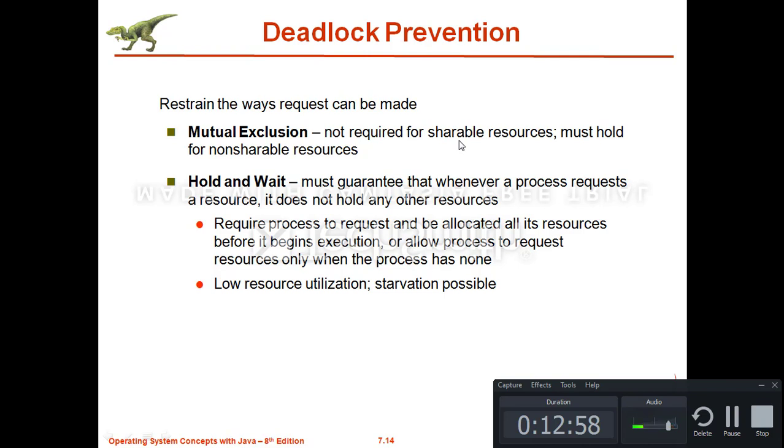In the case of shareable resources, like printers, we can give them to multiple processes at a time. So in the case of shareable resources, we can make mutual exclusion false. Then the deadlock can be prevented.